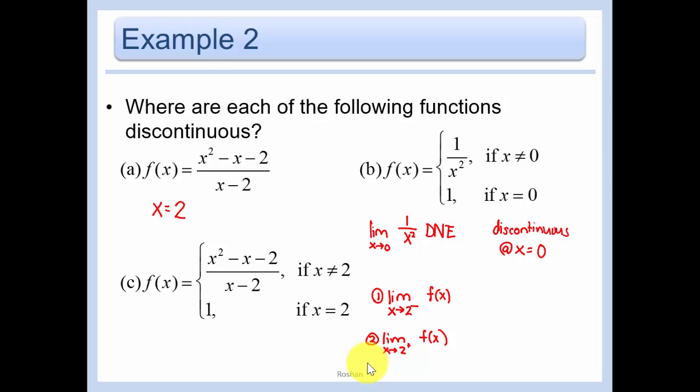And finally, the third thing was the function value at that point. So we'll just look at f of 2. Okay, so let's go ahead and evaluate these three things.